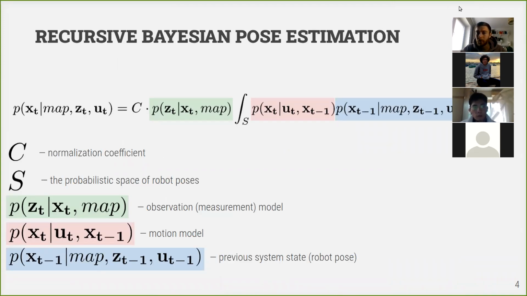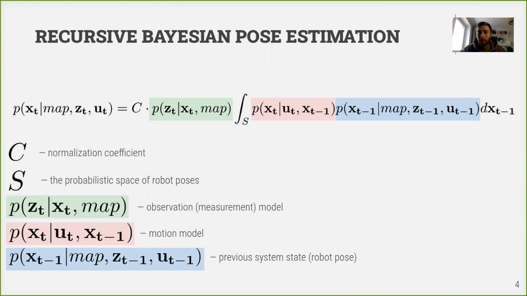And I remind you from the last lecture that we were discussing recursive Bayesian pose estimation. This is a framework used for pose estimation in modern robotics. And we have 3 major parts here. We have a recursive term, which is previous system state in blue. We first apply motion model to this recursive term, and then we apply some observation or measurement model to estimate our current pose.